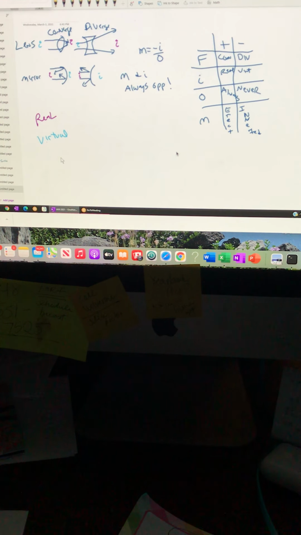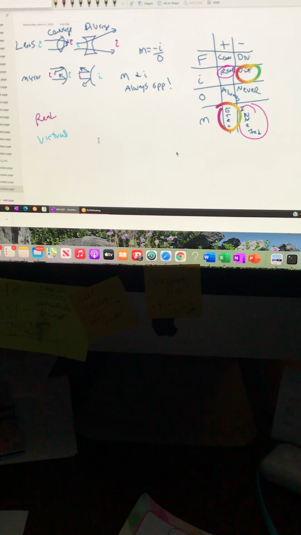And if that's true, that would mean that all real images, where I is positive and M is negative, are inverted. Conversely, all virtual images are erect. I feel like I get that now. So all virtual images are erect. Love it. Good.